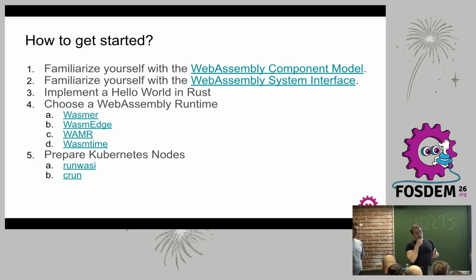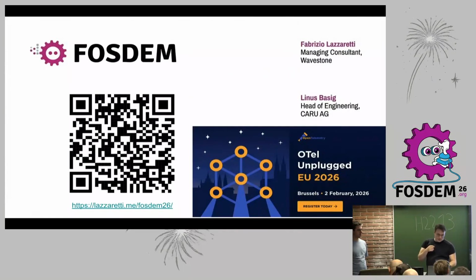And then if you really want to go down the rabbit hole with Kubernetes, you really need to look into the runtimes, because the most common ones don't support WASM directly, but there are some, for example, crun or runwasi, that support WebAssembly today as a container type on Kubernetes. Good. Then that's it. Let's have some questions.